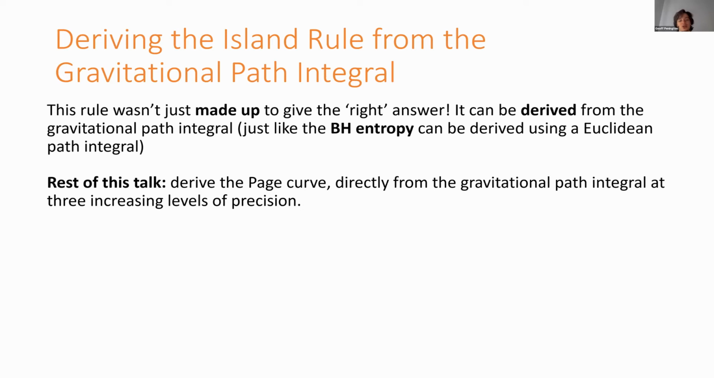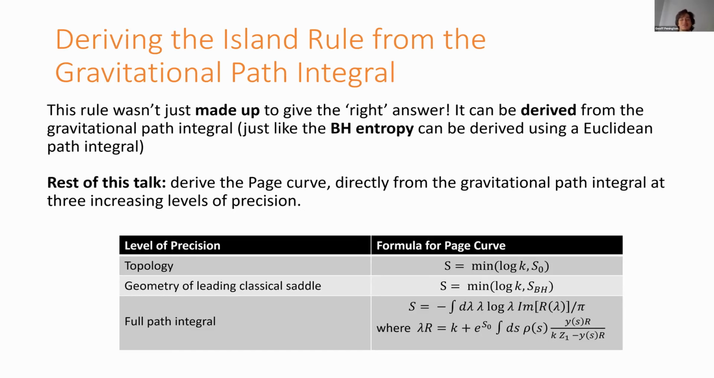So really the rest of this talk is just going to be showing how that derivation works in the case of this very simple model. And I'm going to do this derivation 3 times at increasing levels of precision. First I'm going to do the derivation at the level of the topological part of the JT gravity action. That's going to be enough to give us a formula for the Page curve that's the smaller of log k and the 0 temperature entropy of the black hole. Then we're going to get a bit more precise.